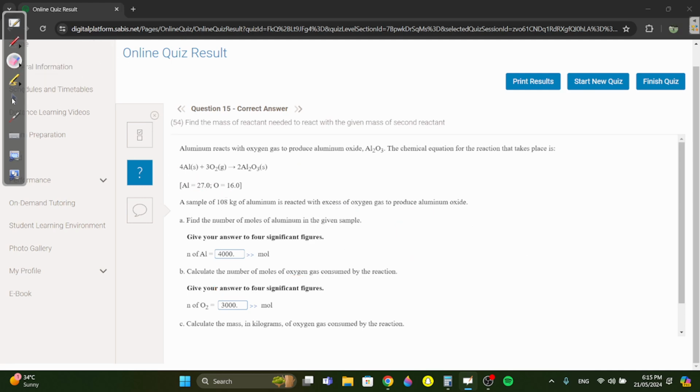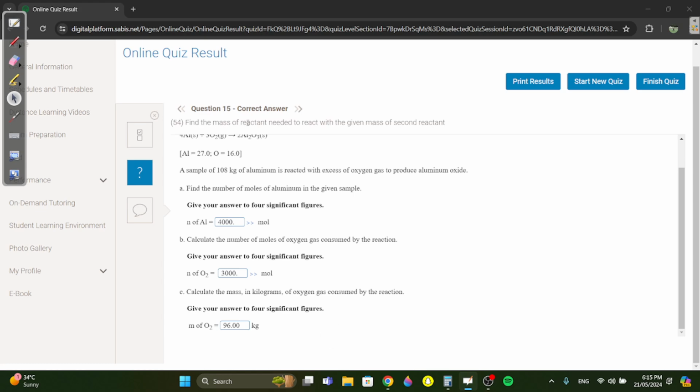Okay, the question after that, in part C: calculate the mass of oxygen. If I have 3000 moles of oxygen, n equals m over M, right? The moles 3000 equals the mass over molar mass. The molar mass of oxygen is O2, which is 32. They give you O is 16. So you put 32 here, you cross multiply and you get 96,000. But here they want it in kilograms, so you divide by 1000 and you get 96 kilograms. This is in grams, and then for significant figures put 0.00.